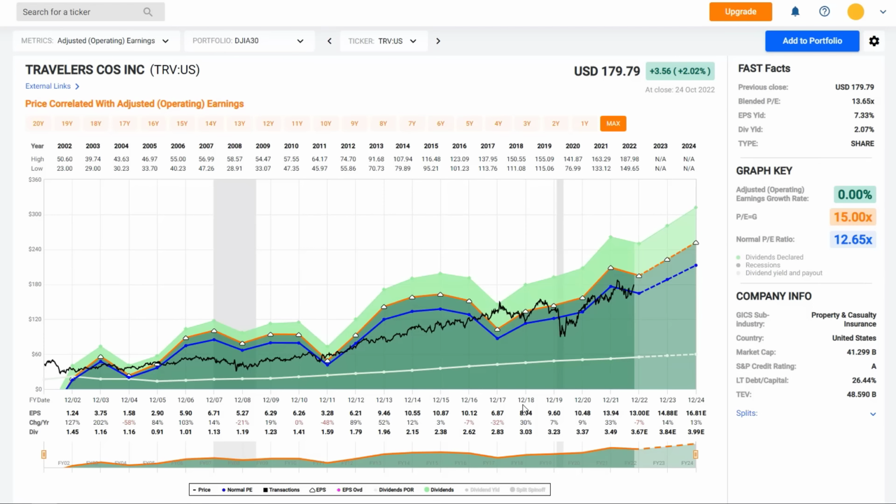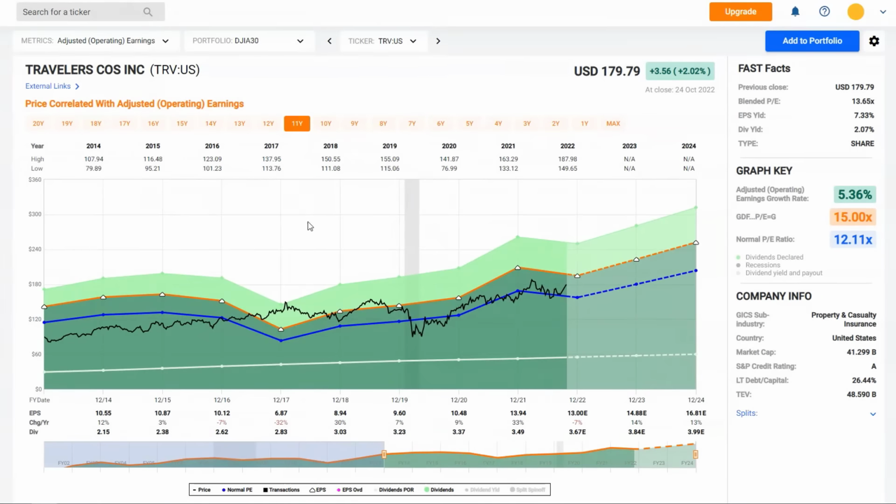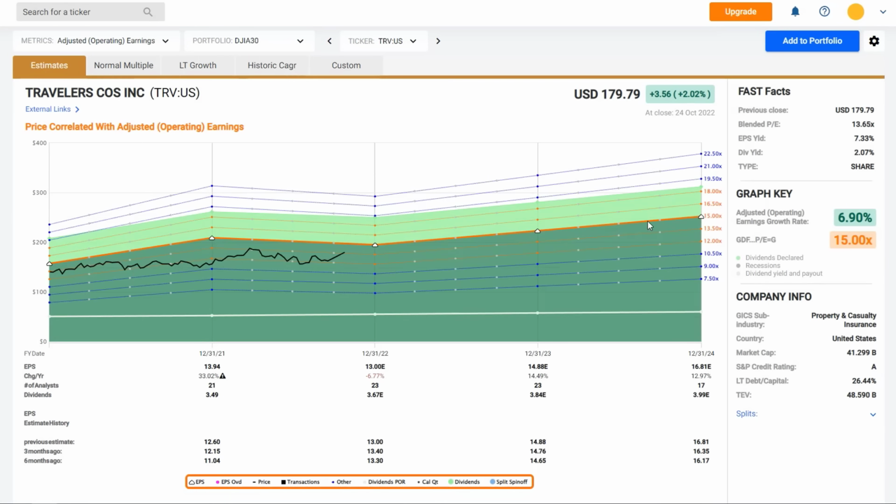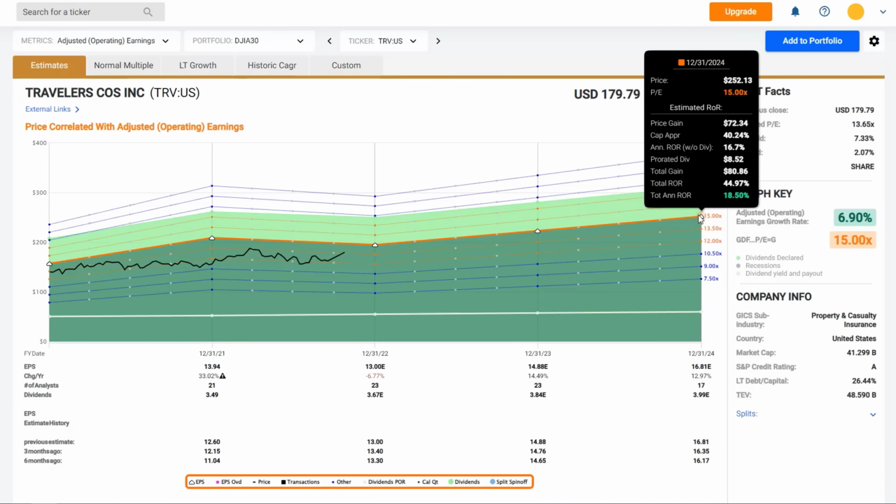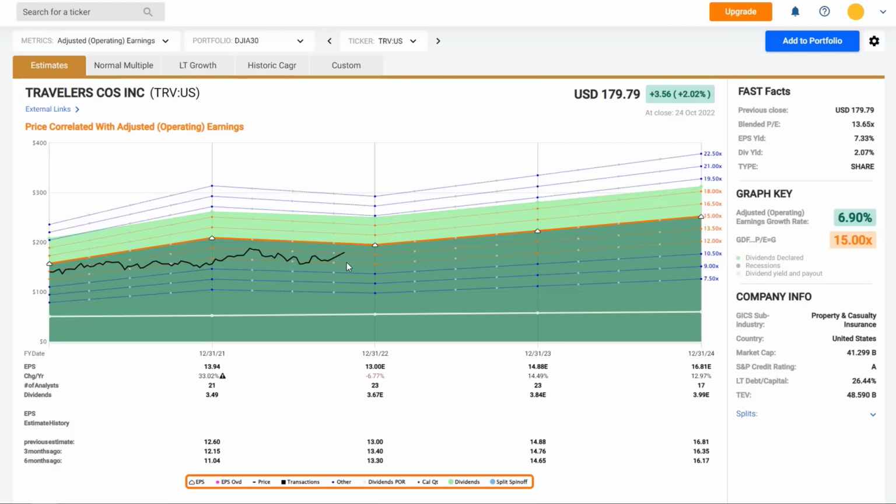Travelers is another financial, property and casualty. Very good dividend record, 2% yield, earnings yield of 7%. PE is under 15. It's a little pricey relative to its recent history. It's been trading at around 12 times earnings. It's now trading at around 13.5. Looking at it in the future, it is expected to grow at around 7% a year, which gives it about a 10% margin of safety.